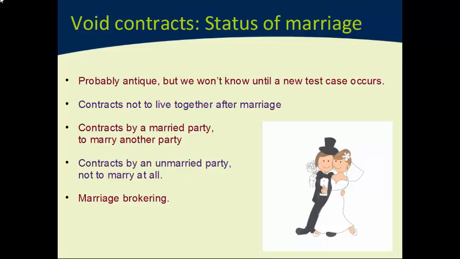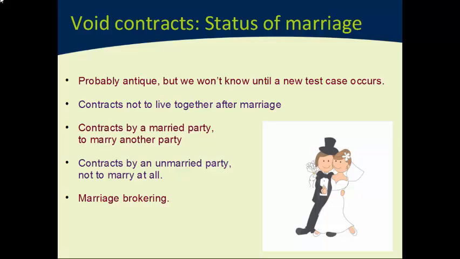The third type I've listed there is contracts by an unmarried party not to marry at all. Now, for the life of me, I can't see why this is any of society's business, why a single person ought not to be able to make a contract not to marry at all. But old school common law takes it as a basic principle that it's best for society if everyone grows up and gets married and has kids. And so a contract by an unmarried party not to marry at all is, according to the old school common law, likely to be void for prejudicing the status of marriage.